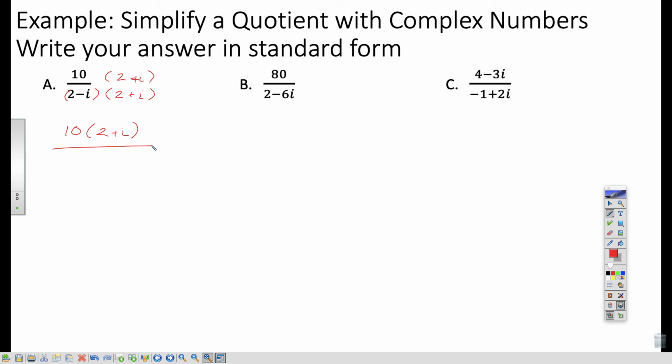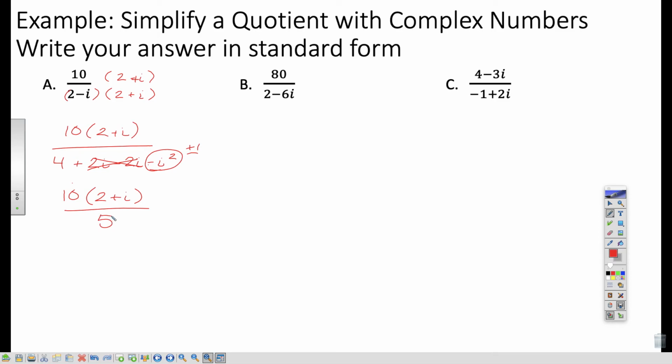Okay? So I'm going to FOIL it out. So I get 4 plus 2i minus 2i minus i squared. The middle terms zero out. This right here equals negative 1, and a negative of negative 1 is positive 1. 4 and 1 is 5. So I have 10 times 2 plus i over 5.